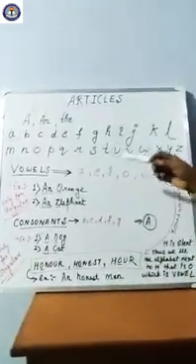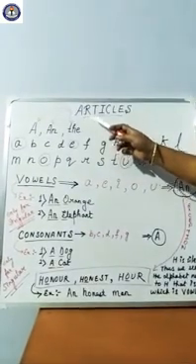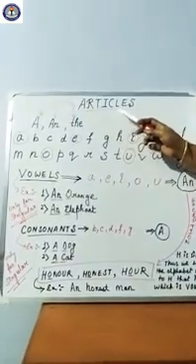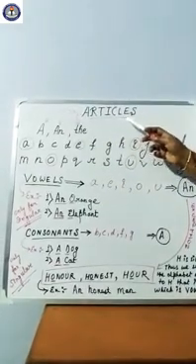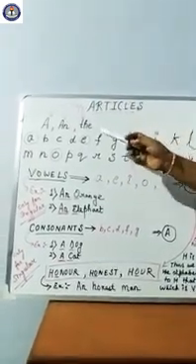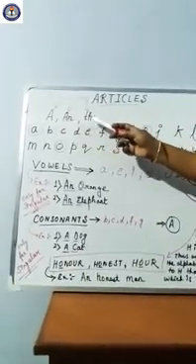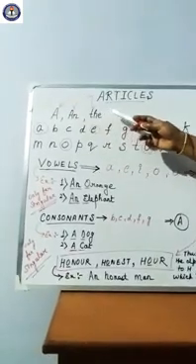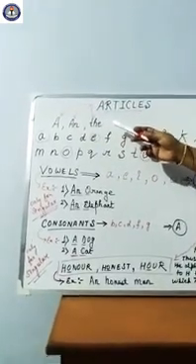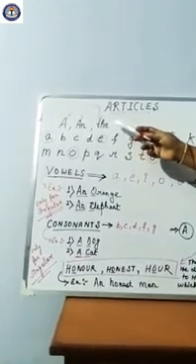Children, today we will learn Chapter 9, Articles, of Class 3 English grammar book. So A and The, here A and The are articles. Okay, A and The are called articles.